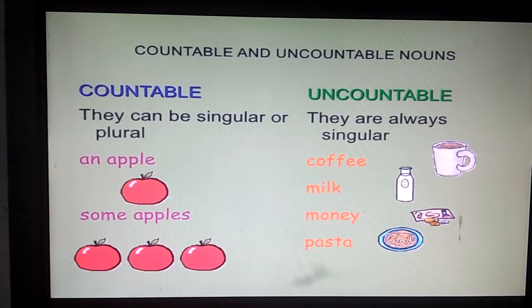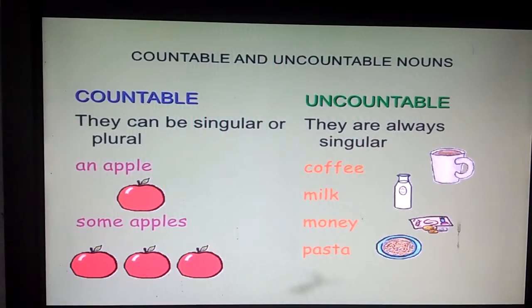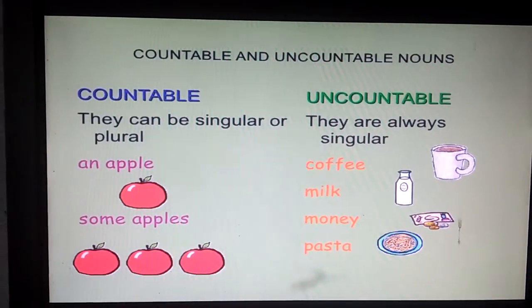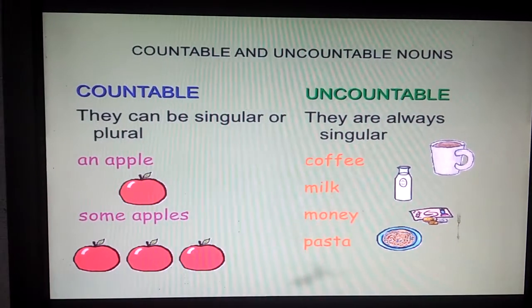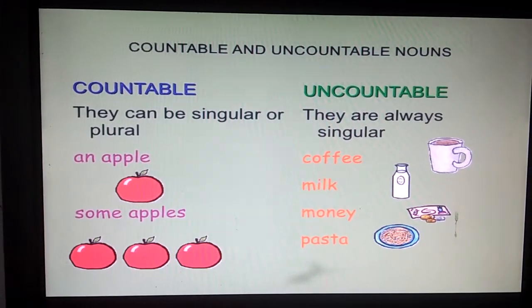Now, through these pictures, the concept of countable and uncountable will be clear to you. An apple, some apples. Uncountable: coffee, milk, money, pasta.